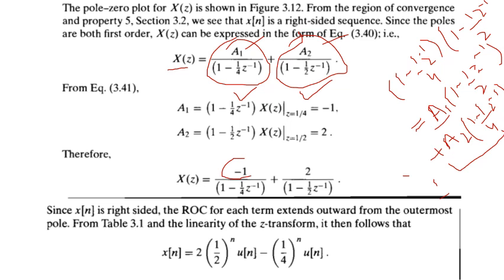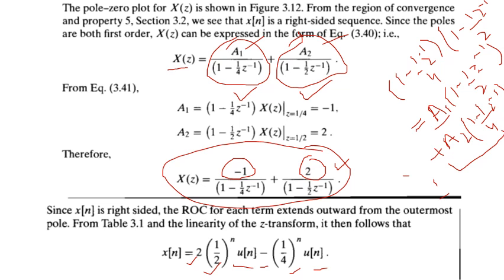The value of a1 is minus 1, the value of a2 is 2. So we get 2 (1/2)^n u[n] minus (1/4)^n u[n]. Once you reach this point, you can apply the inspection method. On the basis of the Z transform you can determine whether it's right-sided or left-sided, because our sequence was right-sided, as you can see in the region of convergence. So we have u[n] and u[n] here. Let's move on to the next slide.